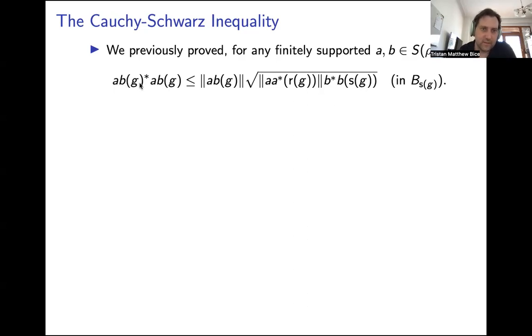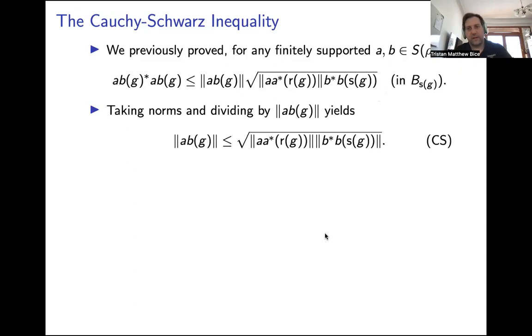It says the positive element, I should say, you get by taking the convolution of A and B at some element G and looking at (A*B)(G)* times (A*B)(G), this is below, in the usual operator theoretic sense, within the fiber B_G, which is a C-star algebra. So in the usual ordering on positive or self-adjoint elements, this element here is below this element over here. Here we have a norm of A*B at G, and we have the norm of AA star, but this time at a unit, namely the range of G. And likewise, we're looking at B star B, again at a unit, namely the source of G.